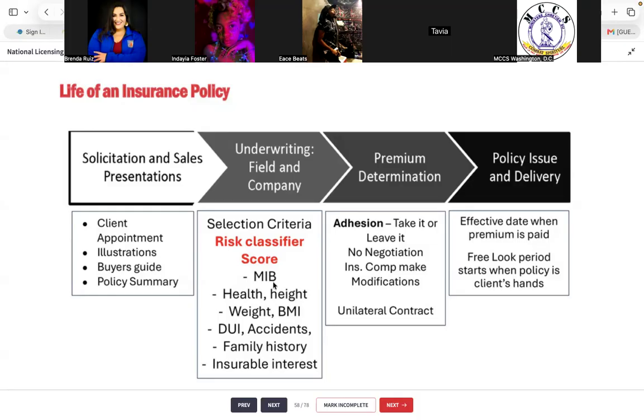And guess who also knows? The insurance company now knows, right? They know your most current height and weight, right? They know all about your health. They know your BMI. Now they also look into your consumer report. DUIs, accidents, credit. Yes, even credit can be considered risky to the insurance companies. Your family history. Yes, they ask, are your parents living?